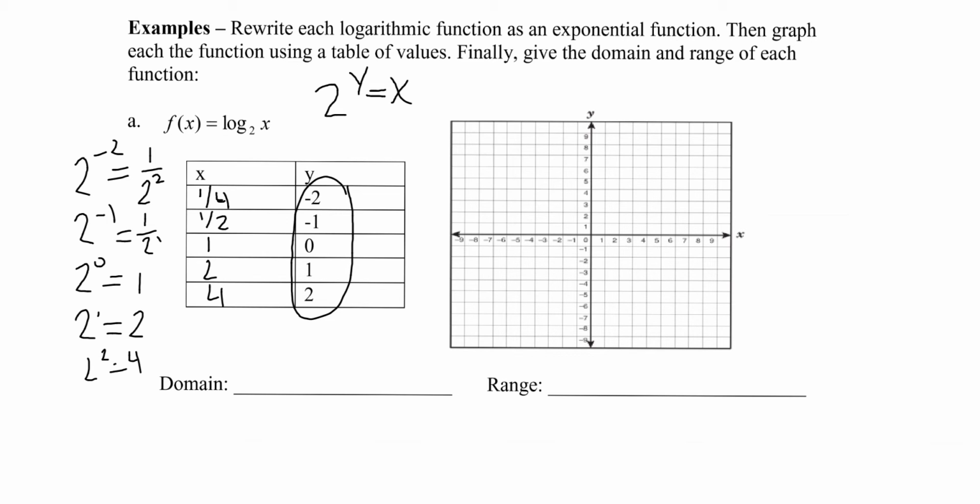All right, now that we found our t-chart, we're going to go ahead and graph. So first we have 1/4, -2, and again, for that one, it'll kind of be an estimate. 1/2, -1, so right around there. 1, 0 will be here. 2, 1 is right there, and 4, 2 will be right there. And then we'll draw the graph.